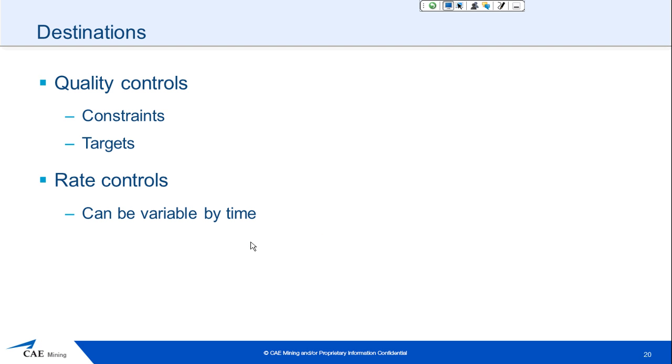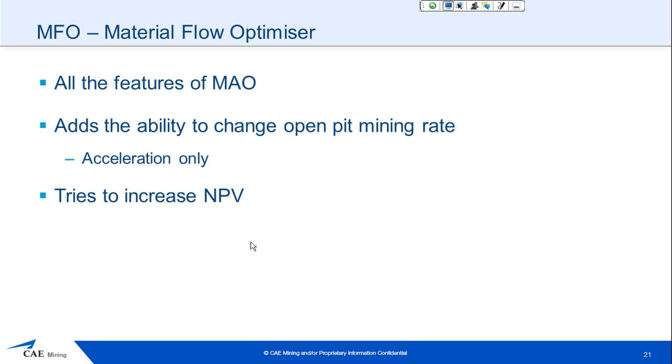We also have, for our destinations, we can set up our quality controls, which are both constraints and targets. Constraints are applied to material coming into the destination, and the targets are for material leaving the destination. So post-blending. So that's our basic overview of our settings.